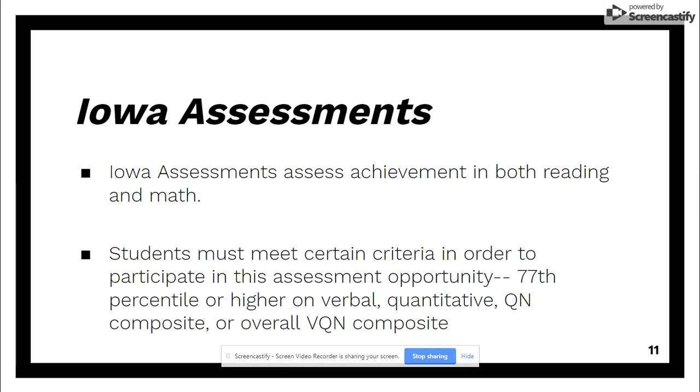The Iowa Test of Basic Skills, known as the Iowa or the ITBS, is an achievement test of both reading and math. In order to participate in this opportunity, students must score in the 77th percentile or above on the listed areas of the COGAT.